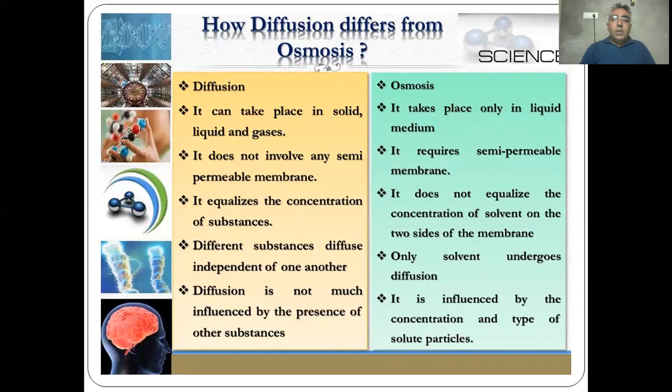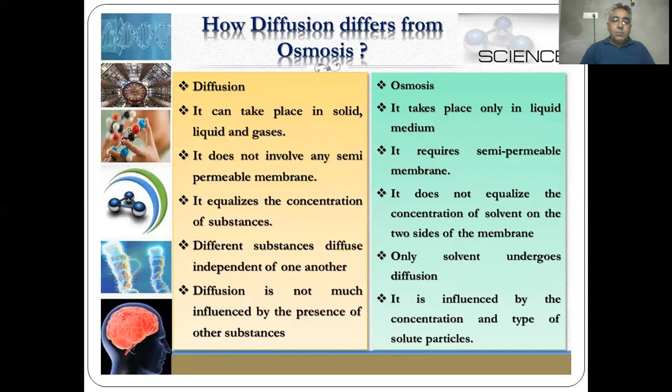How does diffusion differ from osmosis? Diffusion can take place in solid, liquid and gas. Osmosis takes place only in a liquid medium. Diffusion does not involve any semi-permeable membrane, while osmosis requires a semi-permeable membrane. Diffusion equalizes the concentration of the substance. Osmosis does not equalize the concentration of the solvent on the two sides of the membrane.